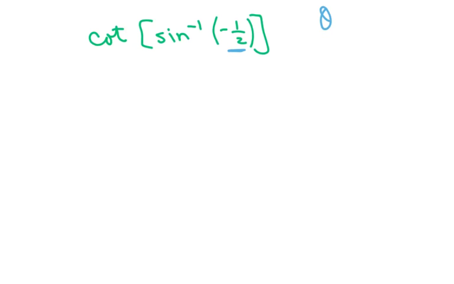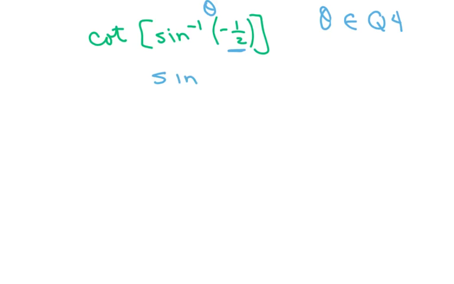Okay, let's try another one. Let's try one more. Let's try one where we have cotan of inverse sine of negative 1/2. Now in this case, since this is negative, that means my angle is in quadrant 4. So therefore, I'm going to set this to my angle.